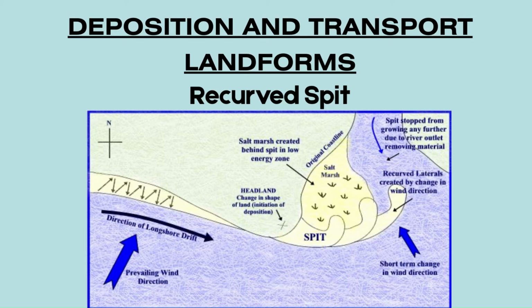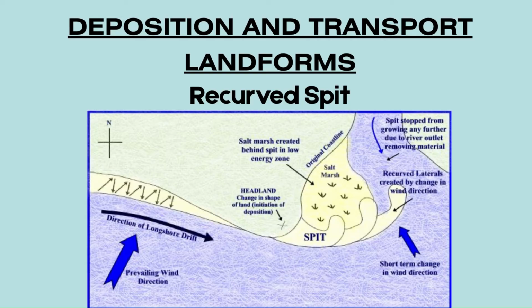As the spit extends further, it becomes more exposed to waves from different directions. The tip of the spit is then curved inland by wave refraction and changing wind directions. This curved end is what gives a recurved spit its distinctive hook-like shape.